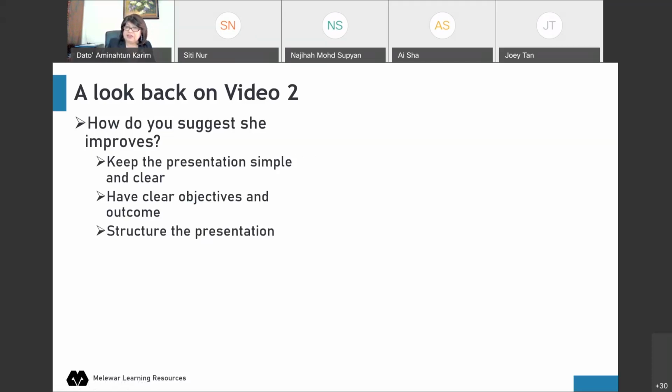Structure. Was there a structure to the presentation? We are talking about structure later, but even if you don't know what the structure of a presentation is, you know that it was haphazard. She's running from here to there, touching on this and that. It was not clear, right? That's something that you need to avoid.